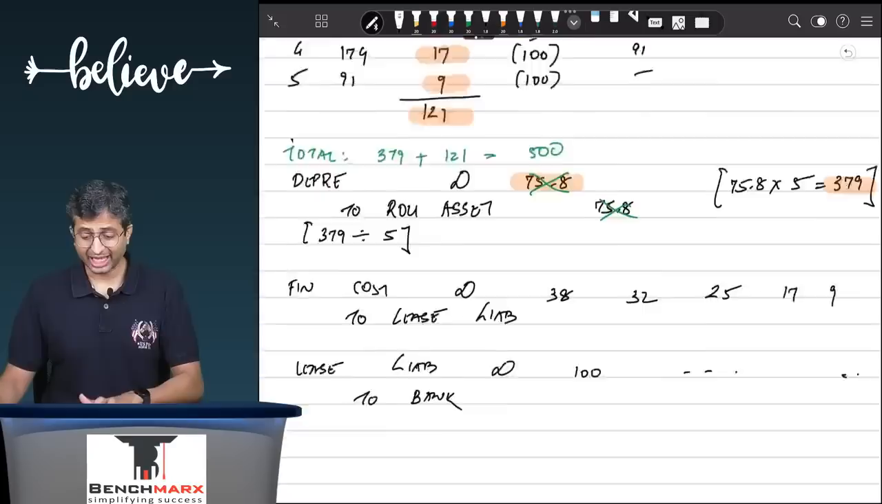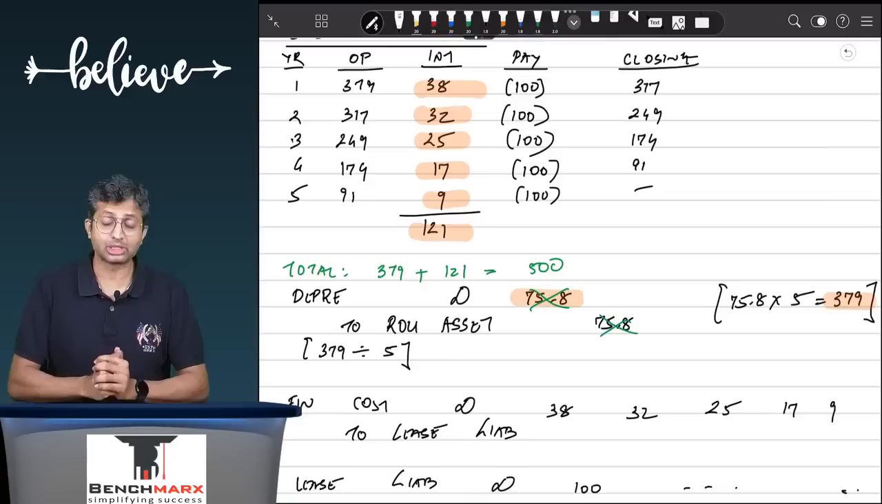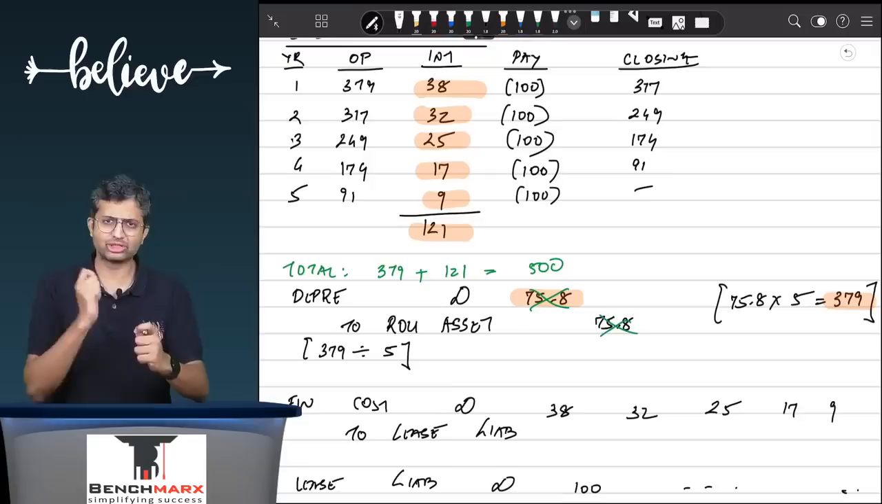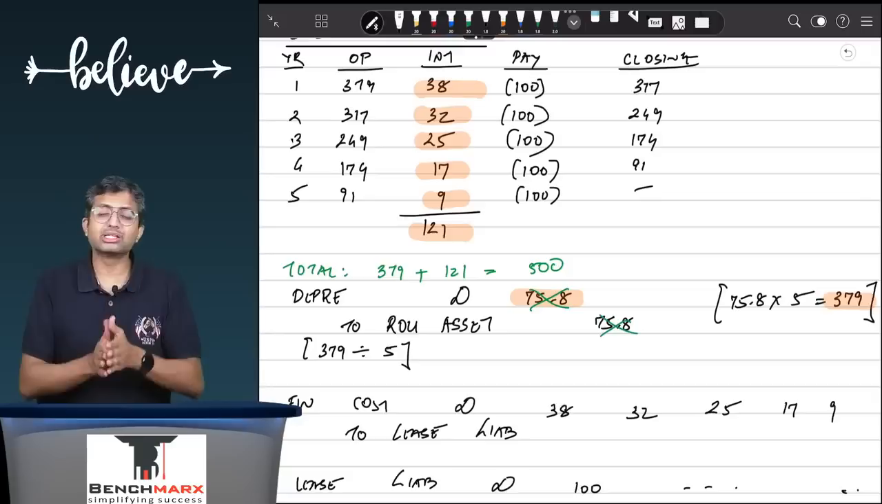The answer is yes. For example, you had earlier thought that your lease term is going to be 5 years. You thought that you will not exercise the renewal option. 2 years went by, you did some substantial changes in your asset, and you now believe that you will exercise the renewal option. In such a case, your lease liability will be revised. If your lease liability is revised, your ROU asset will also be revised.